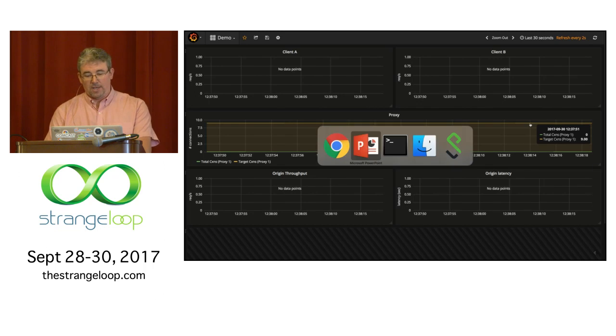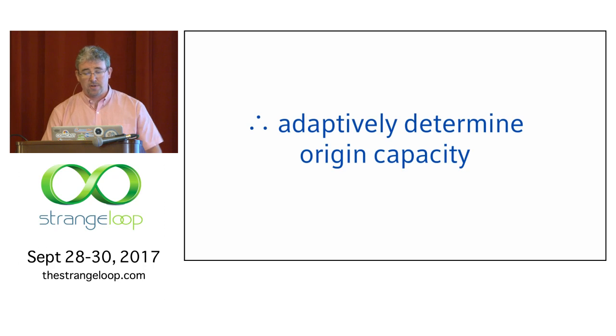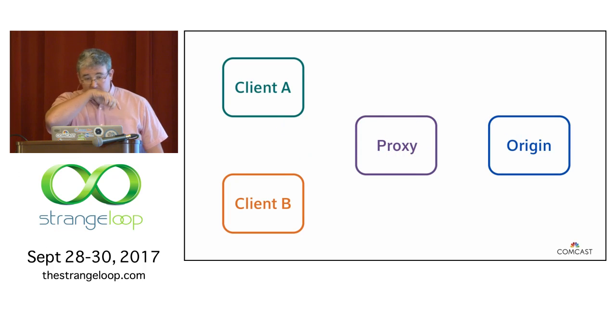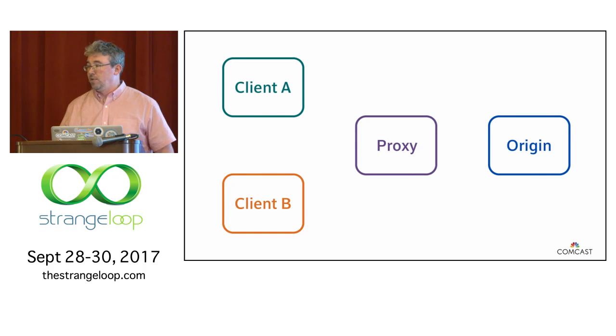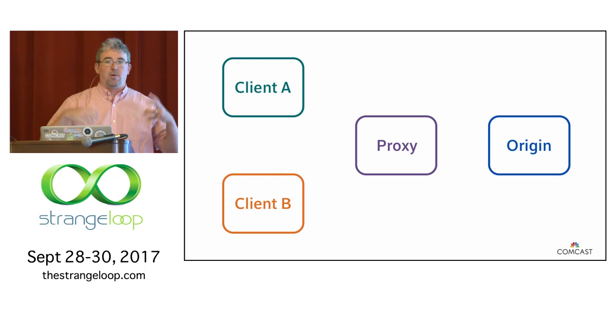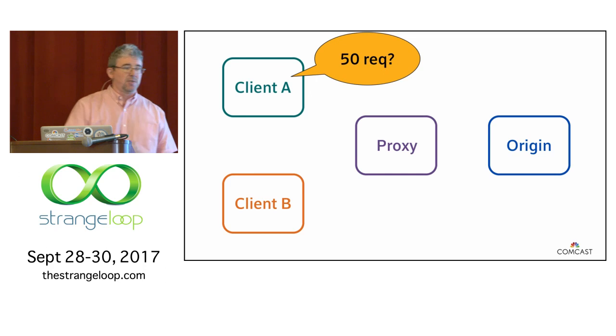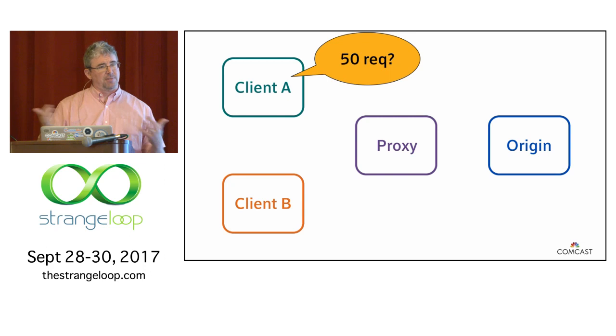All right, but that's not all. There's more. I've shown you how to adaptively determine the origin capacity. But of course, so far we've only been looking at one client. Now this has been my experience of how capacity gets managed in an enterprise where you have lots of services, right? I've got client A that says, hey, I'd like to use 50 concurrent requests. Actually, a lot of times they're not used to asking for concurrent requests, so we have to teach them about Little's law. But say, hey, I want to use 50 requests.